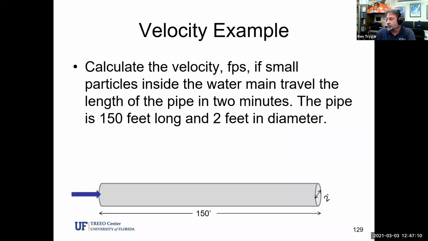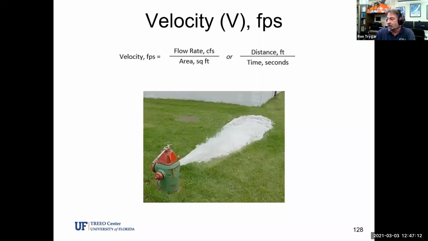So the first one we're going to talk about is velocity in feet per second. We have a couple of calculations. Velocity in feet per second can be expressed one of two ways. It could be the flow rate as cubic feet per second divided by the area, or it could be the distance in feet that a particle has traveled through a water line divided by the time that it took to get a certain distance.